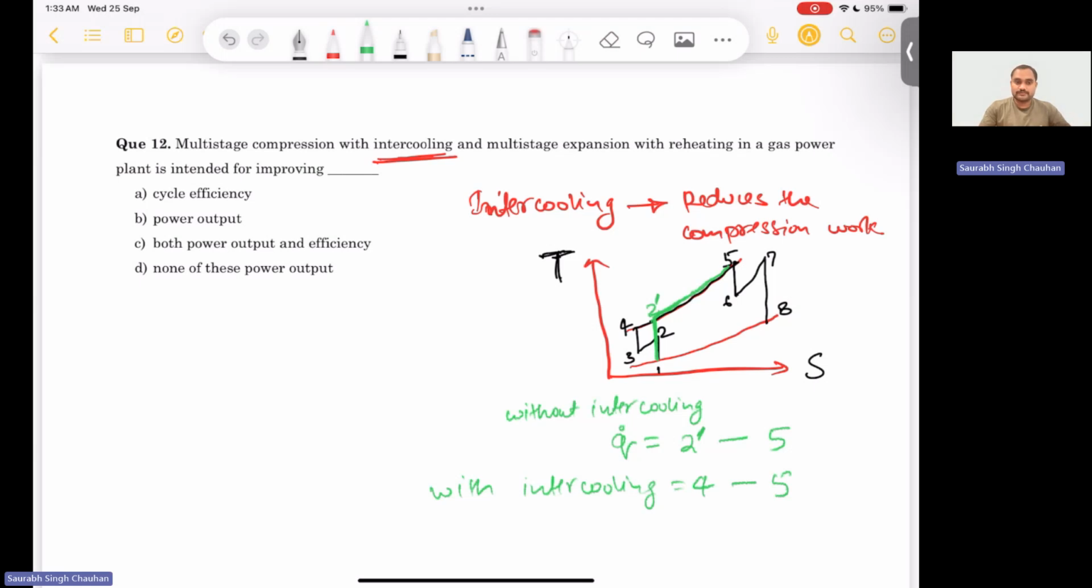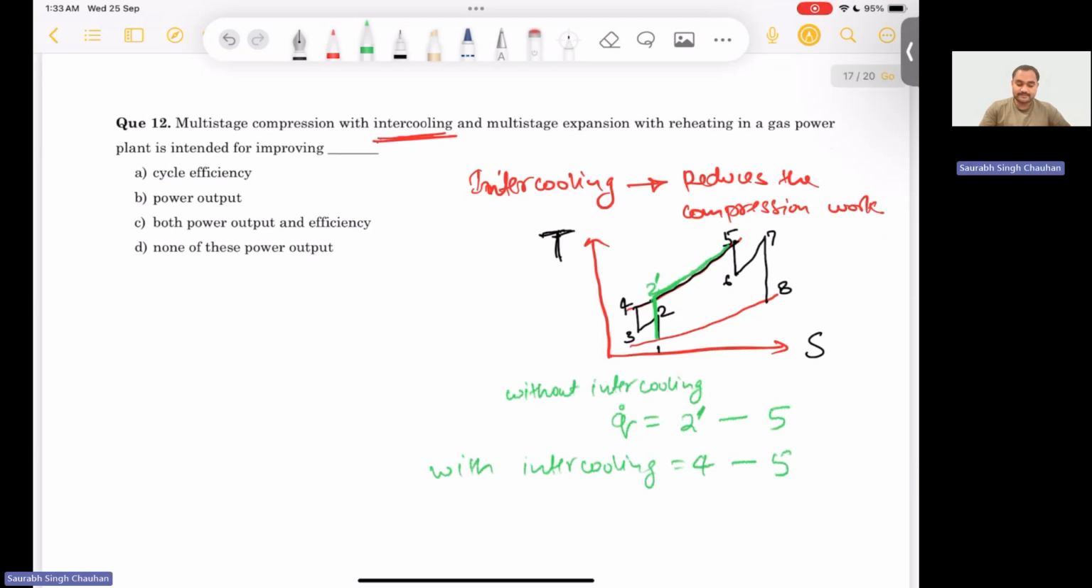Okay. So in most of the cases, the efficiency will drop. Okay, because of the increased heat input. Okay. So let us see all these options one by one. Option A says to improve the cycle efficiency, option B to increase the power output. Option C says both power output and efficiency, and option D says none of these.